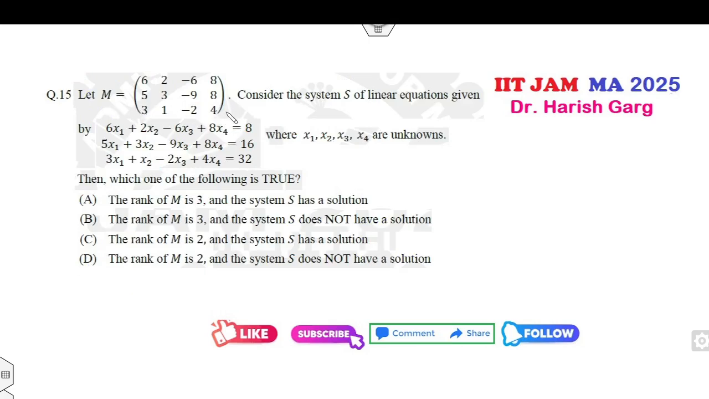Okay, consider the matrix M, which is of the 3 cross 4. Consider the system of the linear equations. Then which of the following statements is true? That's very simple.